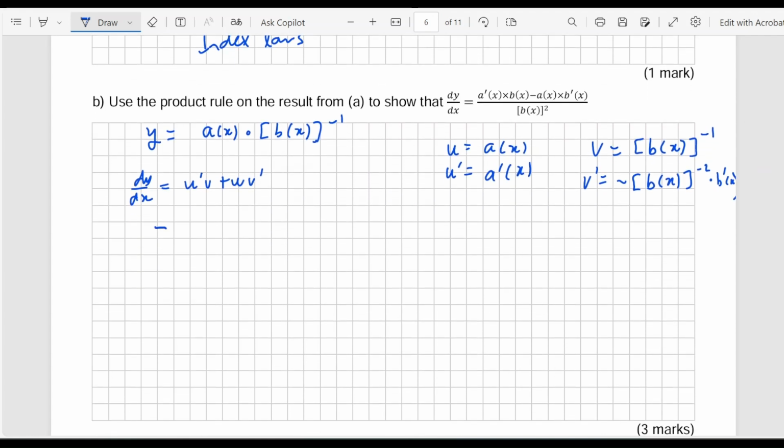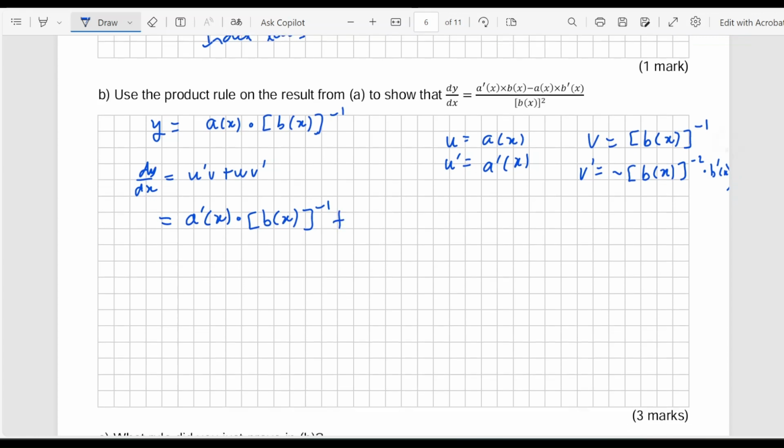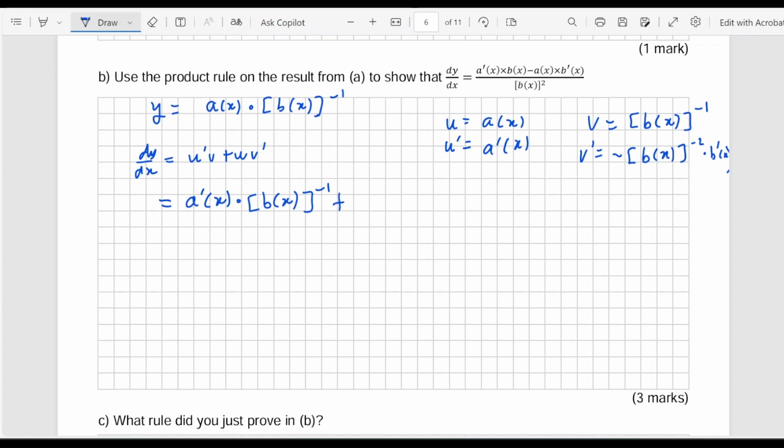All right, so this is u'v, so that's going to be a' of x times b of x to the power of -1. I'm just using the square brackets to make it a bit easier to see which brackets are which. They don't really mean anything. A of x is u, and then we're going to times that by v'. So this could equal negative b' of x over b of x squared. So that is what we'll do.